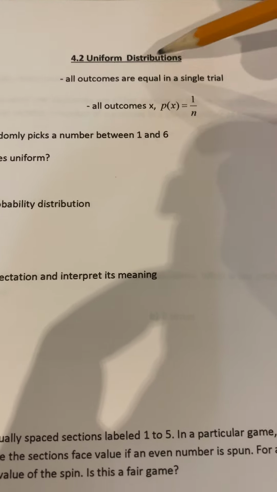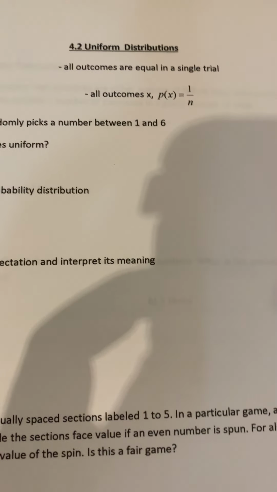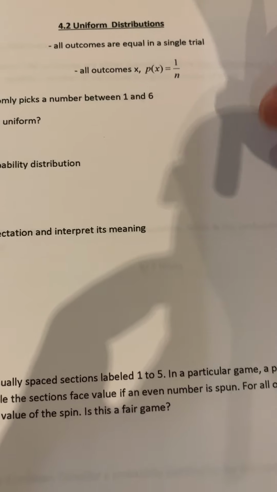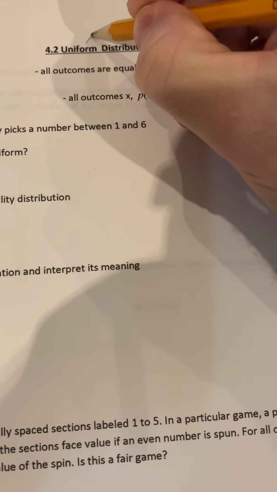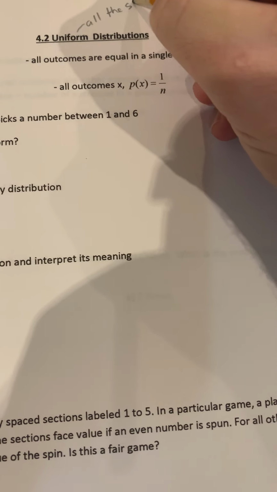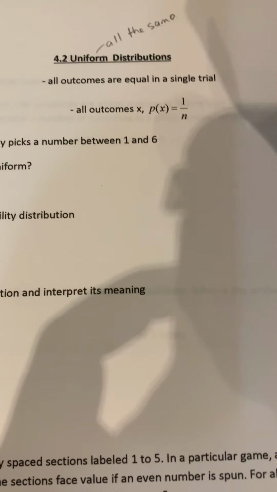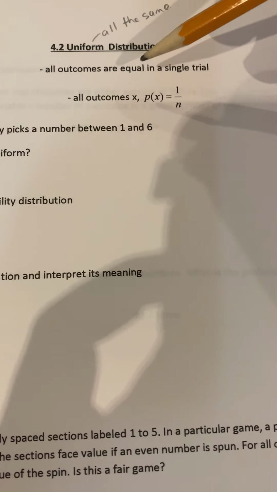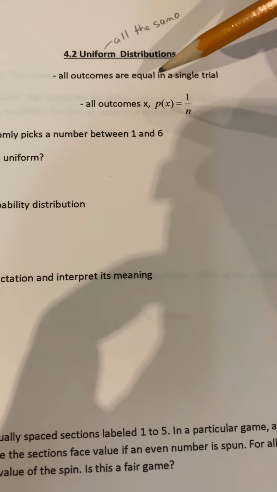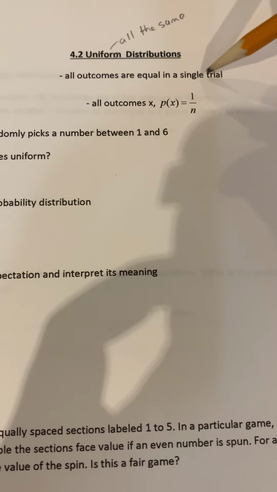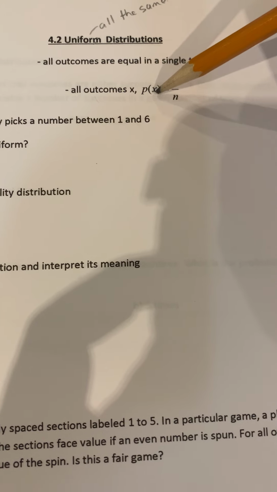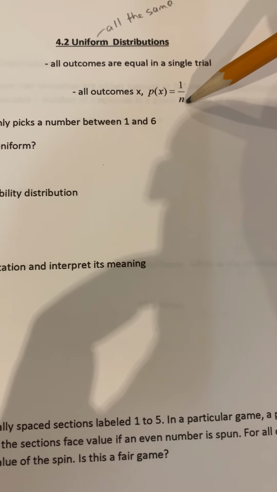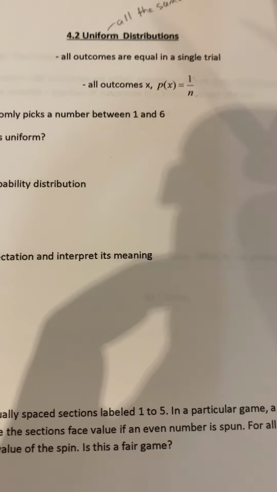So today we are working on 4.2, which is uniform distributions. The word uniform means all the same. This is when all the outcomes in a single trial have the same probability. The formula for that is the probability equals 1 over the total number of outcomes.